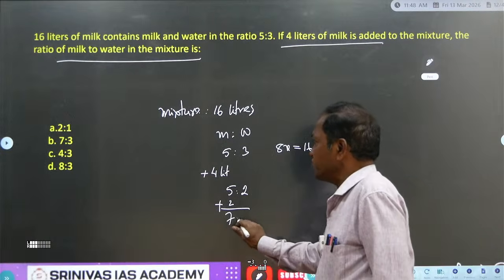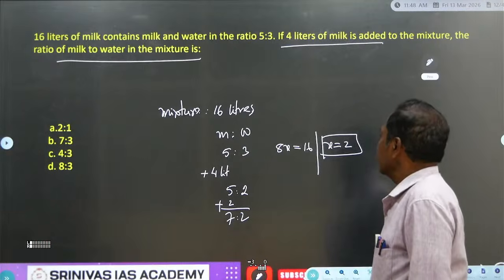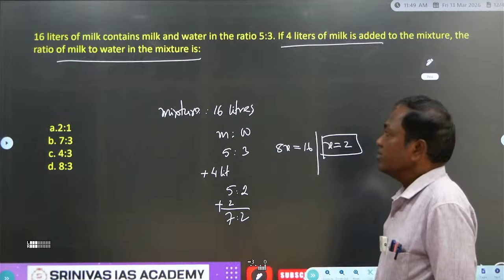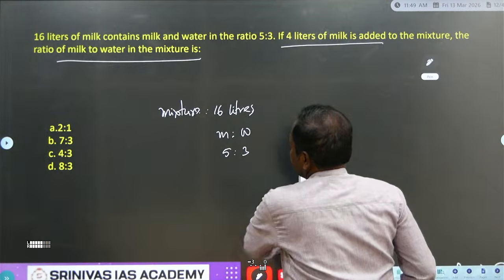The x value is 2, so 4 liters of milk is added. How many ratios are added then? 2 ratios. So it will be 7 is to 3. If you cannot do it like this, you have to do the very traditional method.